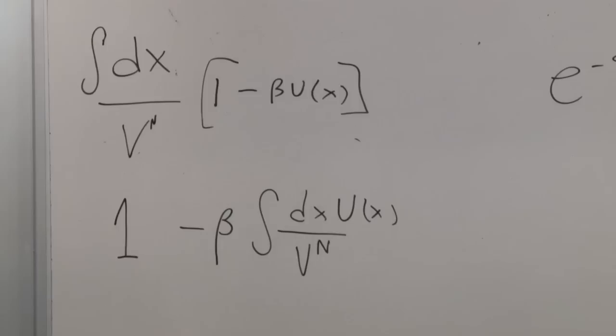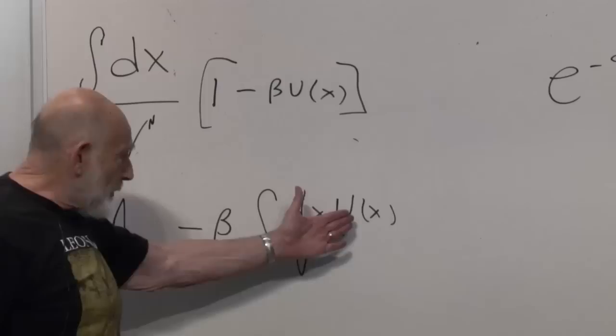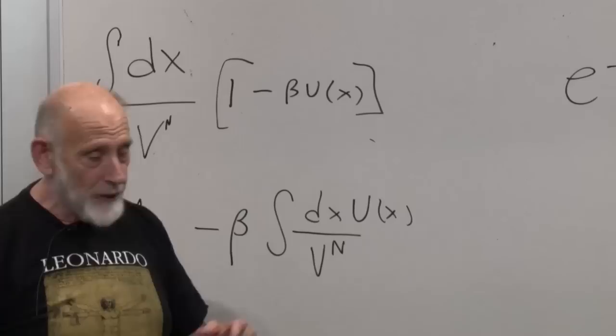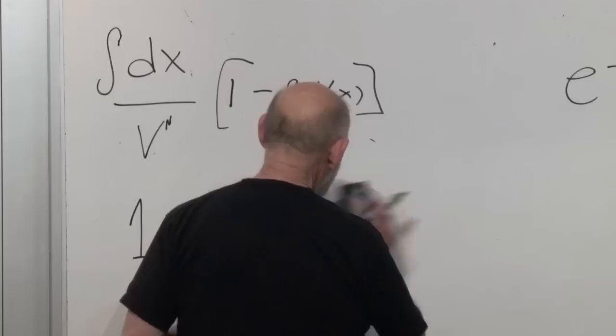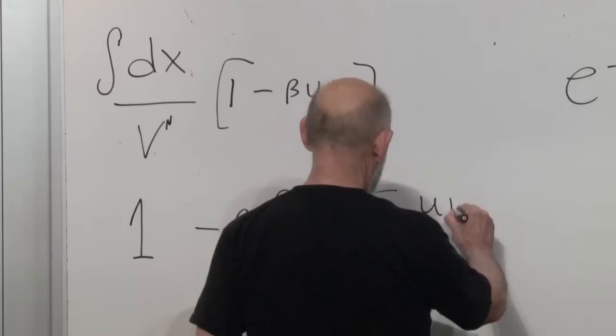I think I have everything. Yes. So let's see if we can do this integral here. Looks terrible. U is some terrible sum, but that's okay because the integral of a sum is just the sum of the integrals. And it's just the sum of integrals for pairs of particles. Every pair of particles gives exactly the same answer as every other pair of particles. So up in here, we have the sum for n greater than m, doesn't matter, n greater than m or m greater than n, u of the distance between them.